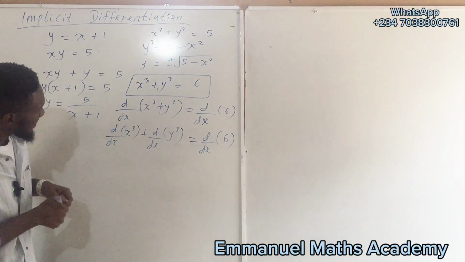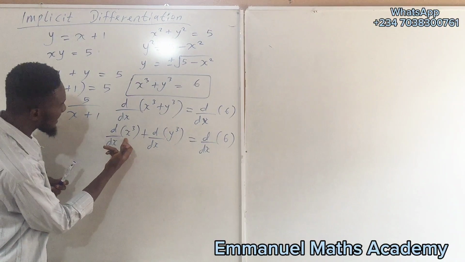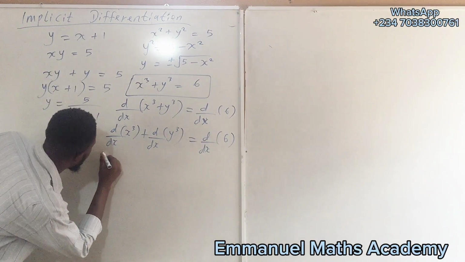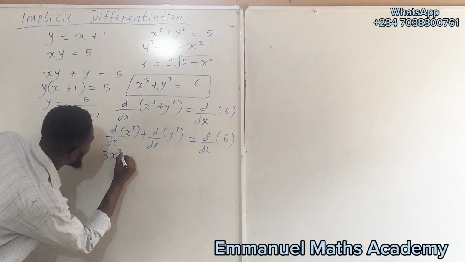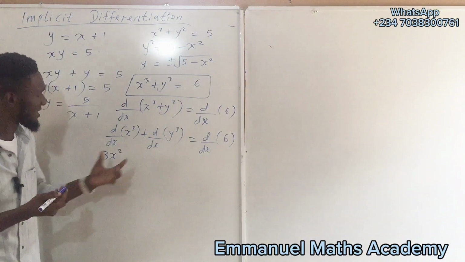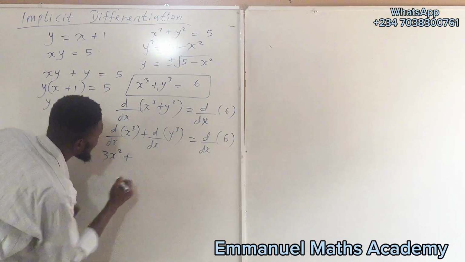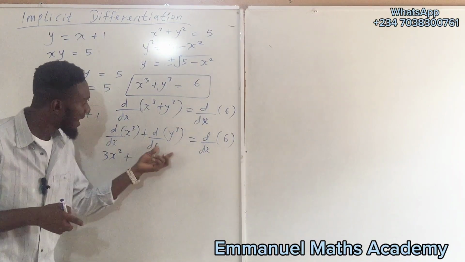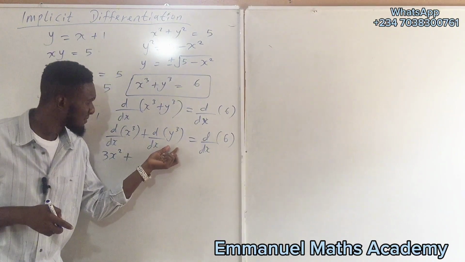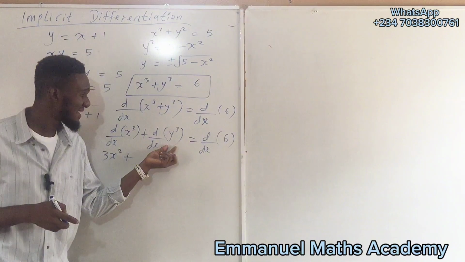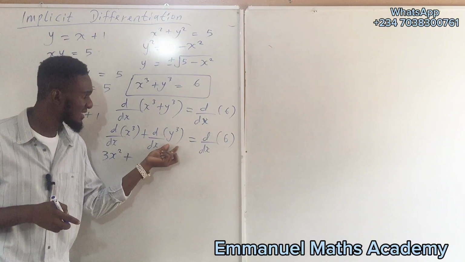Now look at the idea. If you differentiate this with respect to x, what do you have? You have 3x power 2. Is that correct? Because this is a function of x, remember. Then what about this? Now, listen carefully. This is y being a function of x. So how do we go about this?